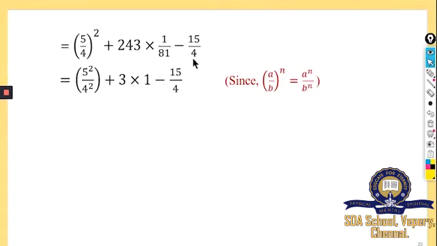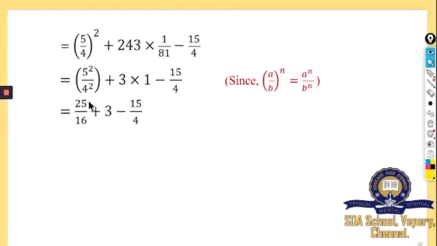Now this term minus 15 by 4 write as such. Now here if you observe this, this is in the form of a by b the whole power n. So we can apply that law, a by b the whole power n equals a power n by b power n. So that is how we have got 5 square by 4 square. So now 5 square is 25 and 4 square is 16. Plus 3 into 1 is 3. And minus 15 by 4 we are writing as such.